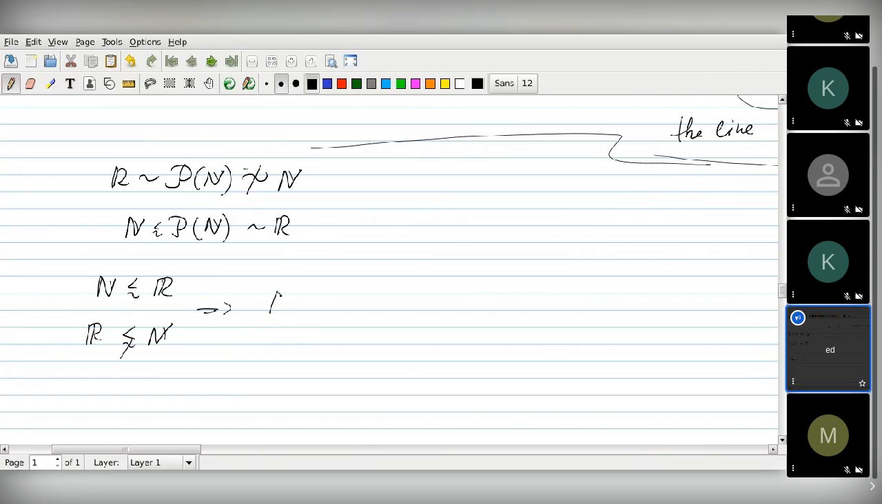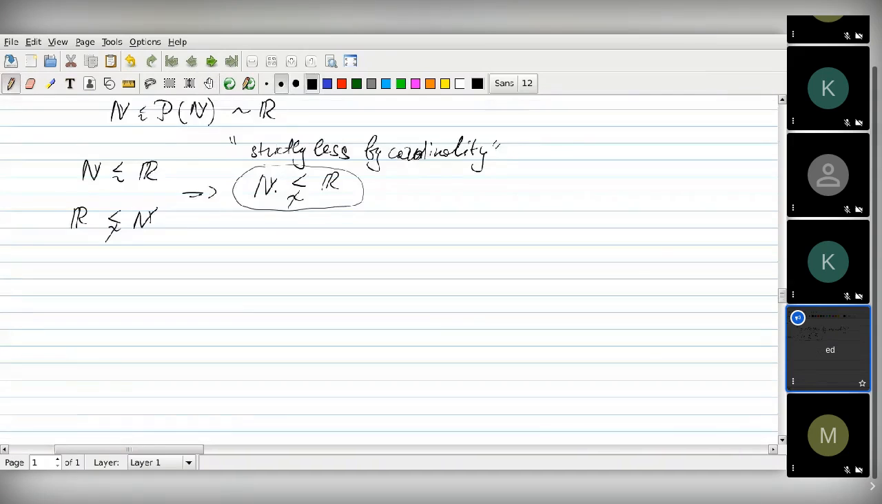So we may write it the following way. N is strictly less than R. So strictly less by cardinality, by the number of elements, so-called cardinality. So it has strictly fewer elements than R. There is an injection from N to R, but not vice versa.